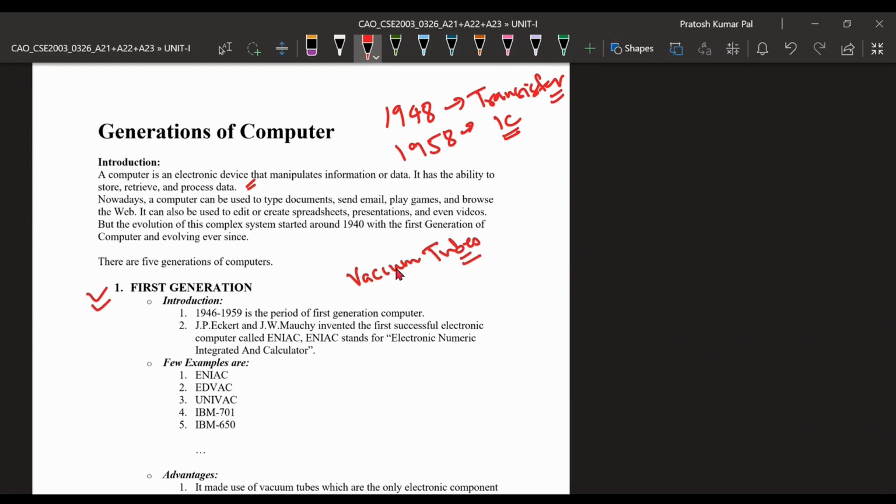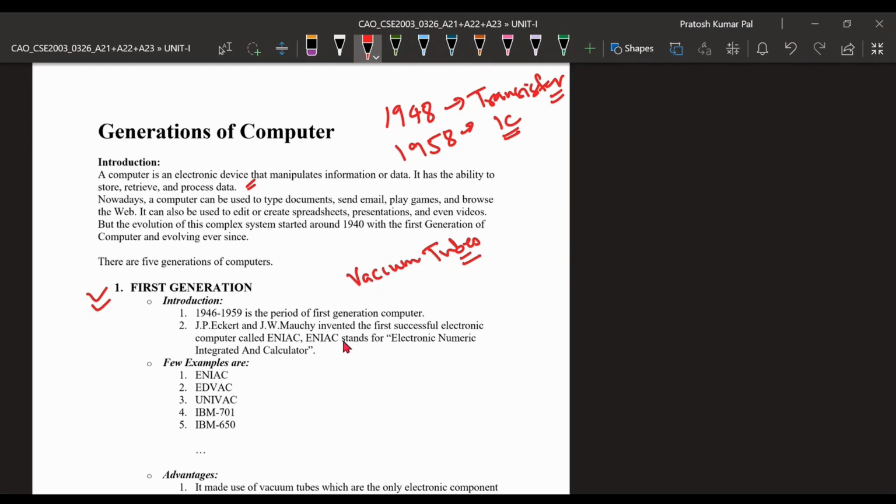So when it is going to use the vacuum tubes, and vacuum tubes are of very large size. As we have seen, if we are going to implement an inverter circuit, we need to have two transistors. Similarly, if we want to generate a computer, a calculator was implemented at that time. So electronic, numeric, integrated, and calculator.